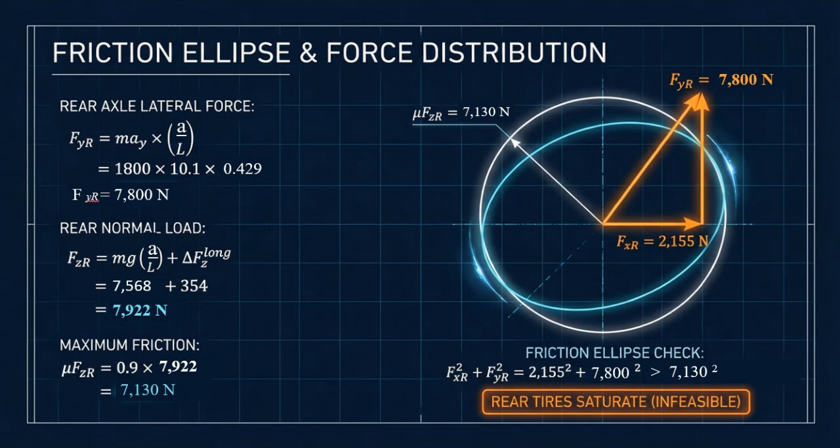To check feasibility, apply the friction ellipse condition. The combined force must satisfy Fxr squared plus Fyr squared less than or equal to (mu Fzr) squared. Here, Fxr squared plus Fyr squared equals 1.12 times 10 to the power 8, which is greater than 7,130 squared. This means the condition is violated. So we can conclude that the rear tires are saturated and the demanded combination of drive force and cornering force is physically infeasible. This clearly shows how combined acceleration and cornering can exceed tire friction limits even when each force alone appears acceptable.